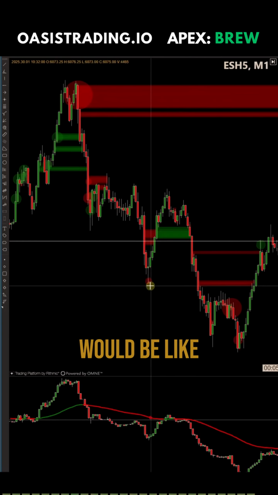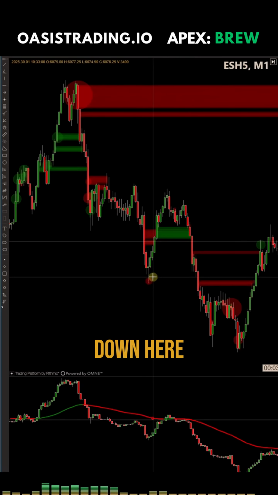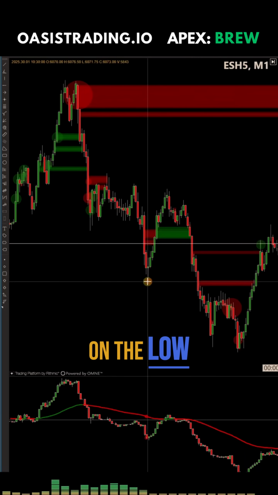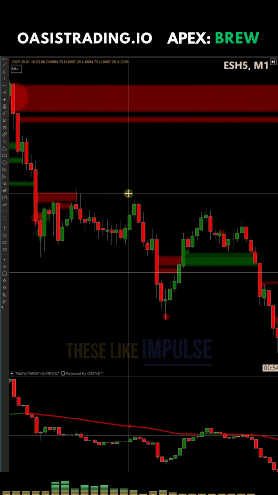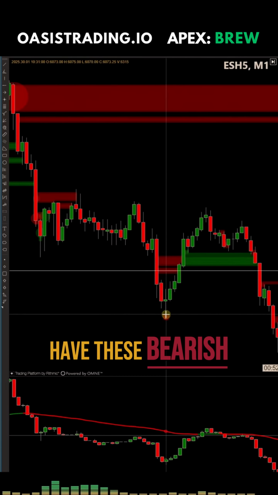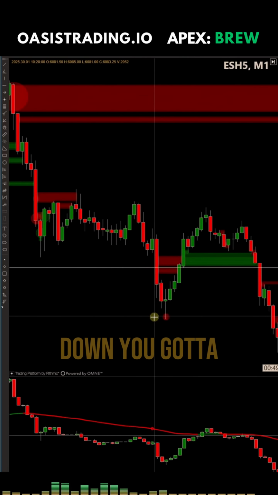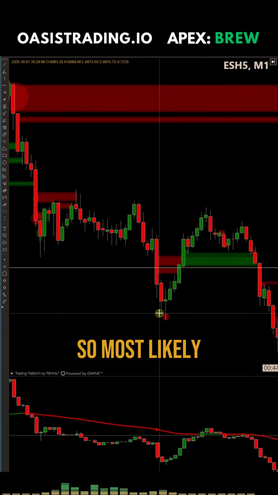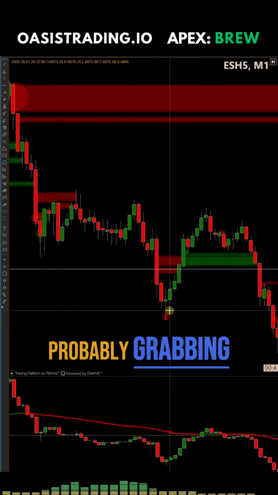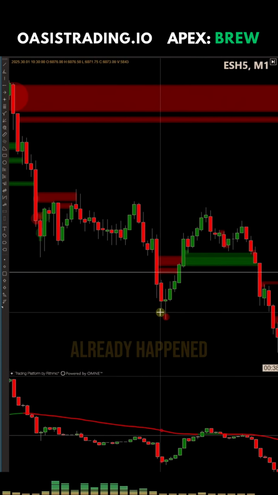Now, another example would be this little bearish block down here. We had a little bearish block on the low of that move. One thing to watch out for is when you have an impulse down, and then these bearish blocks come in after that impulse, you have to think to yourself, that move has already happened. So most likely that block trade coming in is probably grabbing liquidity because that big move has already happened.